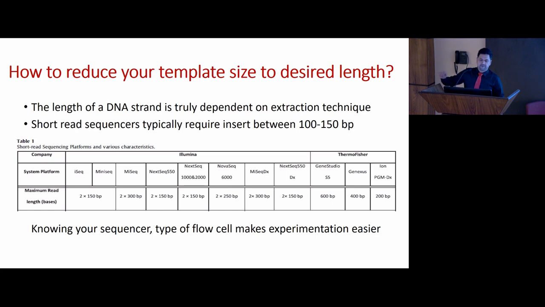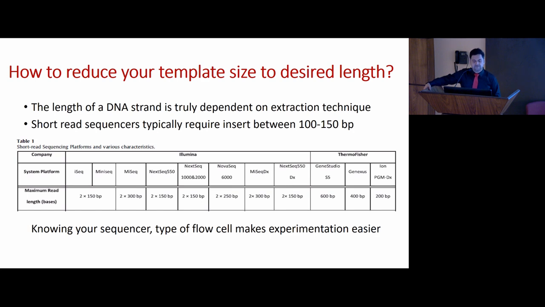Alright, now how do you get your template to your desired length, and most importantly, what is this so-called desired length? So the length of the DNA strand is obviously dependent on extraction technique and what has been done to DNA. If you take formalin fixed tissue, obviously you are not going to get 500 base pair amplicons, or if you take ancient DNA, you are not going to get, but in a fresh sample you are going to get. Short read sequencers typically require insert between 100 to 150 bases.